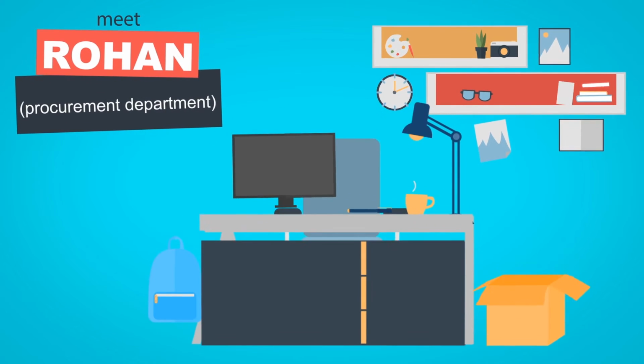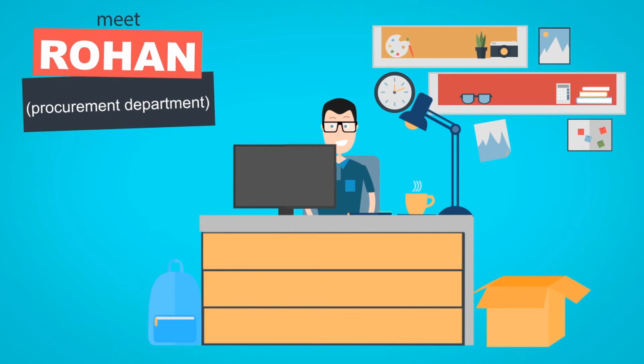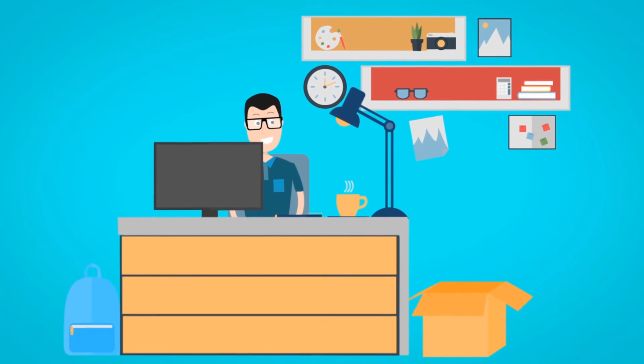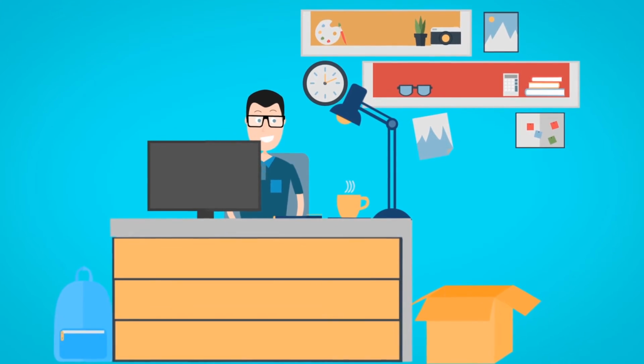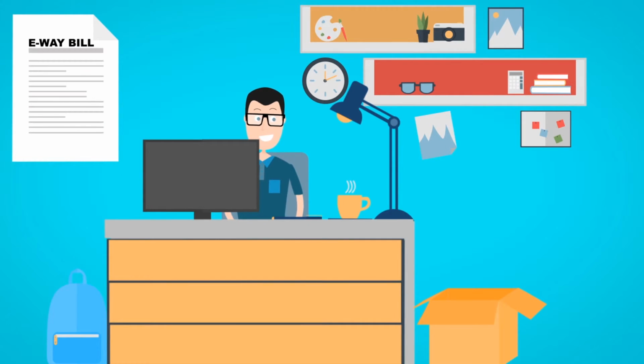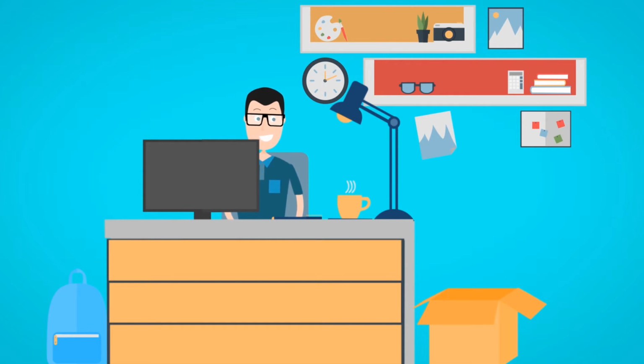Meet Lokesh's colleague, Rohan. Rohan is from the Procurement Department. He is expected to handle the compliance for direct material procurement when the proposed e-way bill is implemented. He is handling e-way bill compliance for all the material procured from different suppliers.